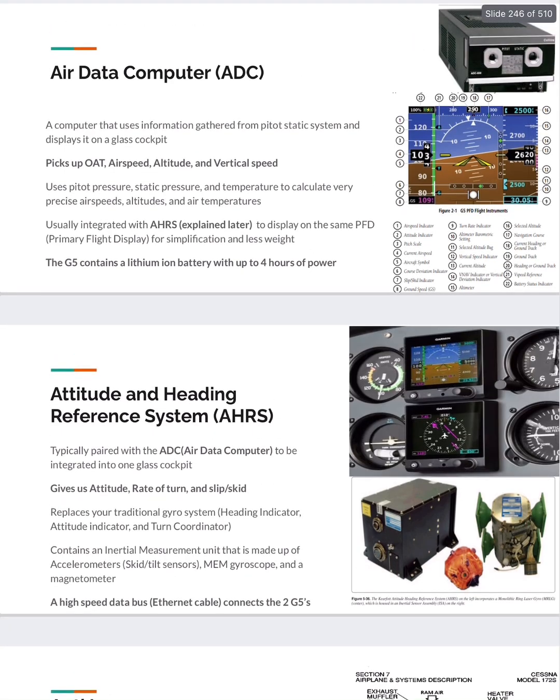But yeah, so that's going to be the Garmin G5. Just know if we get any sort of faulty reading from the AHRS system or the air data computer, we will get that red X. The G5 will have a backup battery of 4 hours of power, which is really nice, especially if you get an alternator failure or something like that. You know you have 4 hours of all 6 of these instruments on both of these G5s.